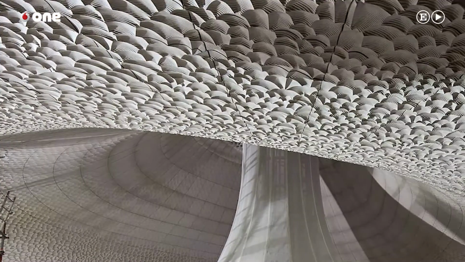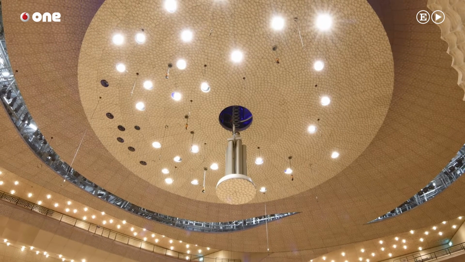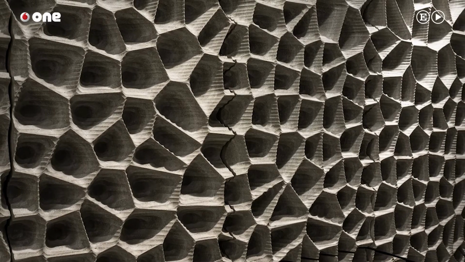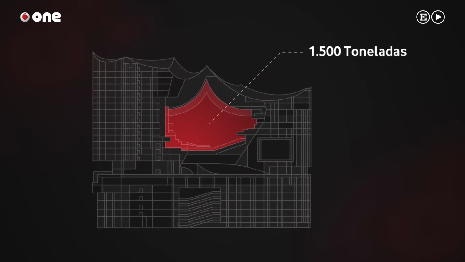Something which is not immediately apparent is how thick and how heavy the panels are, because you only see the front side. One of the heavier panels can weigh up to 200 kilograms, and the entire weight of the concert hall is close to 1,500 tons, which in comparison is about the weight of 300 elephants.